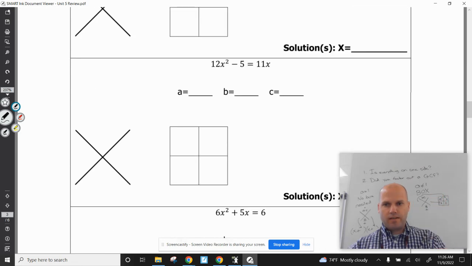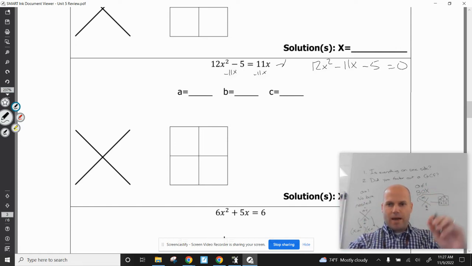Boom. This guy right here. I have an 11x on one side. I could set this up right now, not even doing the problem, but just for the future, I've got to move that 11x to the other side. We use algebra to move it, okay? We don't just move it over. We subtract 11x from both sides, just like you would if you were to solve an equation. So now, and I'm going to put things in order because that'll help me, I have 12x squared minus 11x minus 5 equals 0. Leaving that, we'll come back to it.